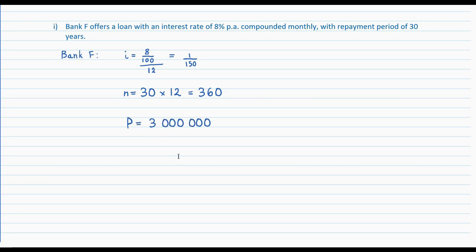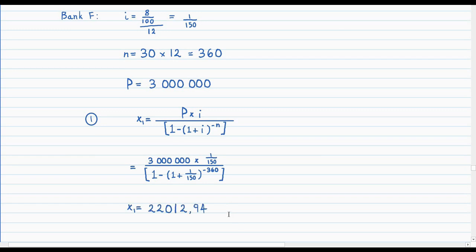The first thing to calculate is the value of the regular monthly payment, using the present value formula rearranged for X. And I put a subscript of 1 for the X, just so we know it represents the payment for the first bank. Then just sub in the values, giving the regular payment as 22,012 Rand 94 cents. Next, we need to determine the total payment made, so multiply this regular payment by N, which is 360 for this bank, giving 7,924,657 Rand and 40 cents.